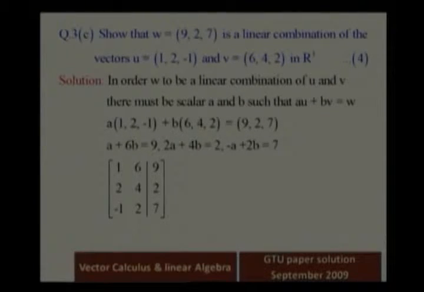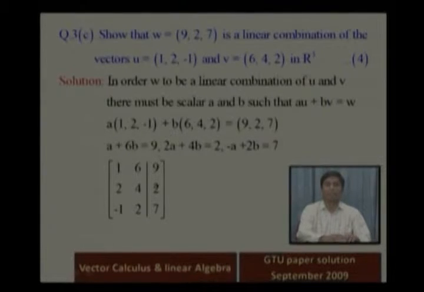So let's see. For that we take the linear combination AU + BV = W. So A times (1, 2, -1) plus B times (6, 4, 2) is equal to (9, 2, 7). From this equation we get three equations: A + 6B = 9, 2A + 4B = 2, and -A + 2B = 7. From these three equations we get the augmented matrix.